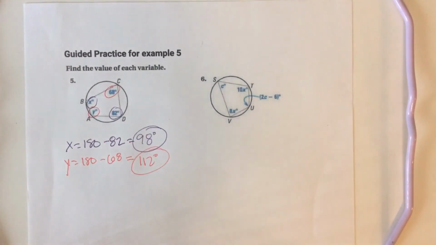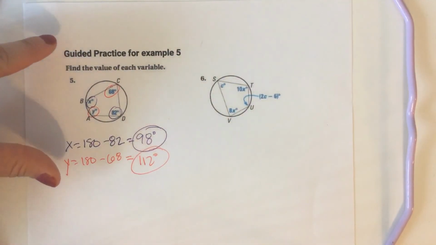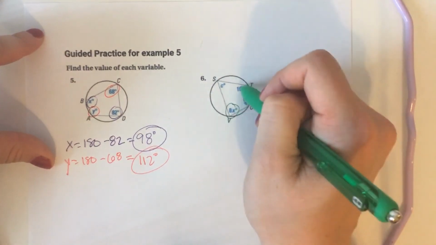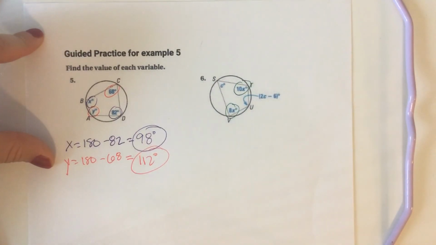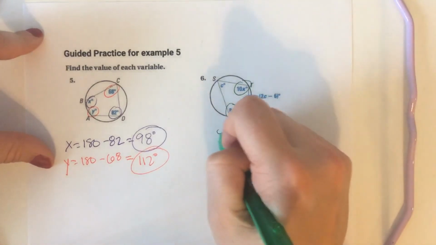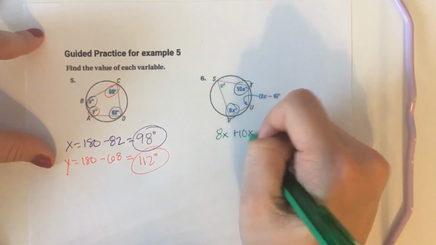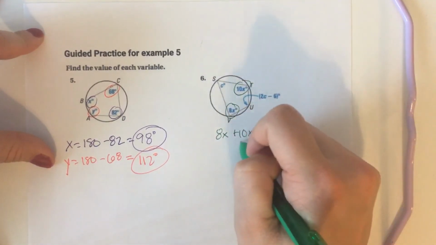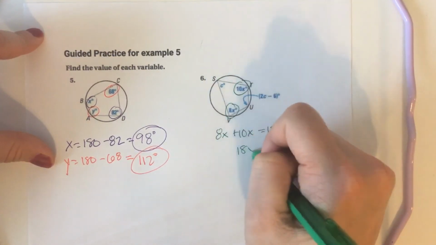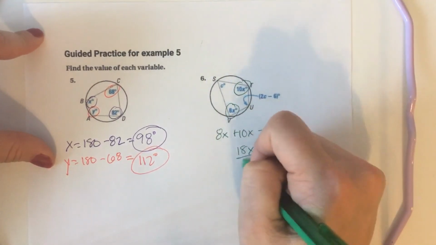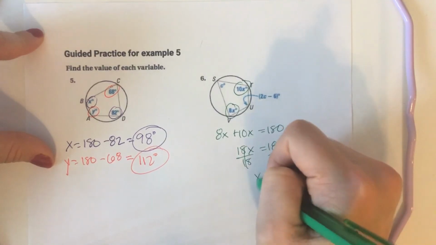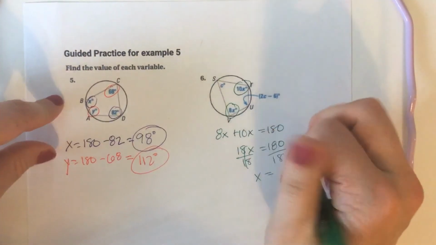For number 6, it's a little bit more difficult, but still not too bad. Let's start with our x's here. Those two are opposite angles involving the x, and we know that 8x plus 10x is going to equal 180. Combine like terms to get that 18x equals 180. Divide by 18 to get that x equals 10.